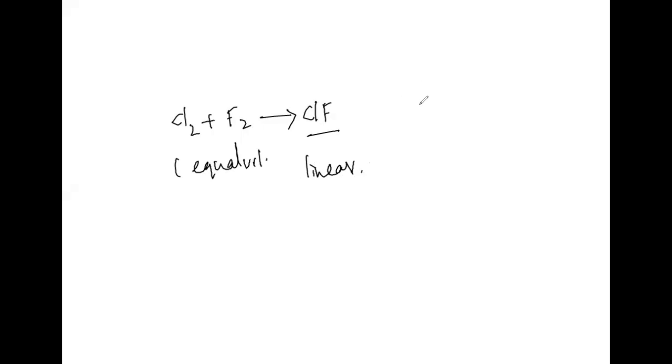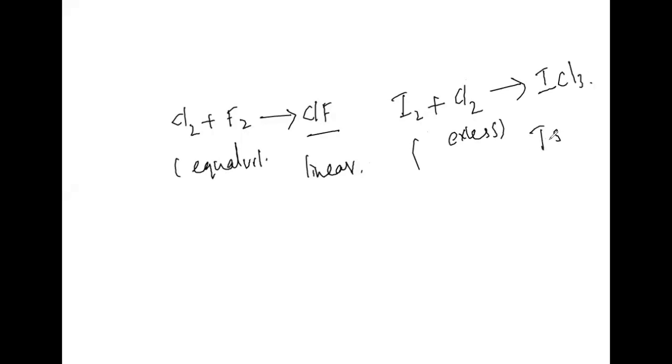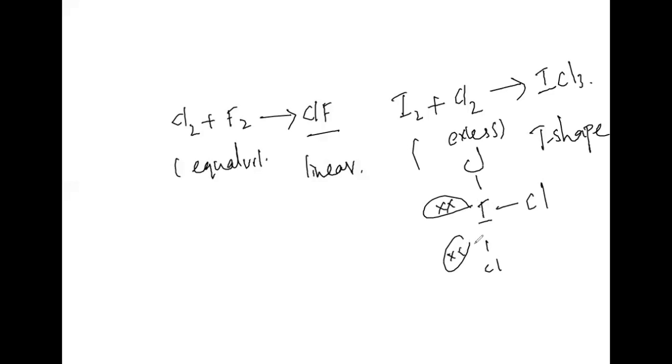Then if you take I2 plus Cl2, where Cl2 is in excess, it gives ICl3. What is the shape here? You can expect a T-shaped molecule. Here generally we are speaking about chemical bonding with respect to hybridization, everything. That only we are speaking about here. ICl3, the structure will be like this.